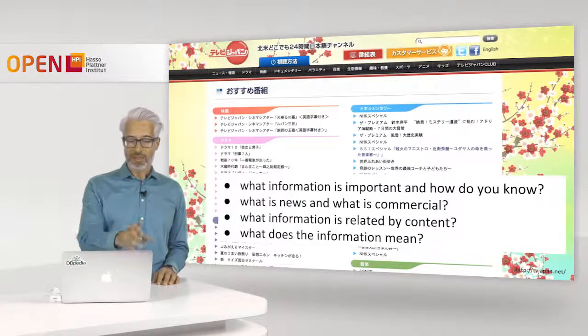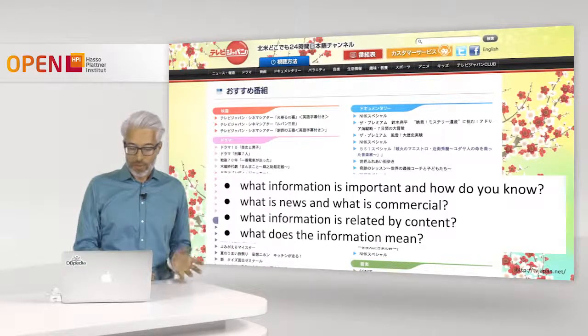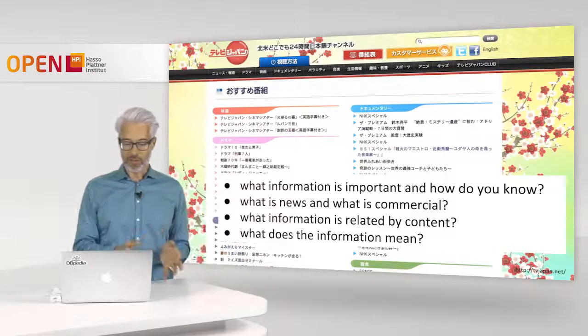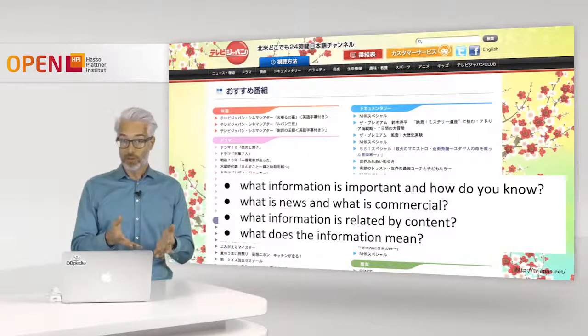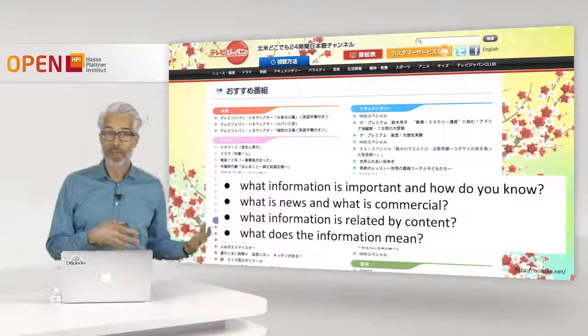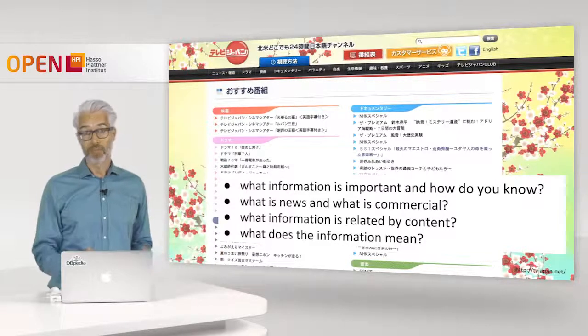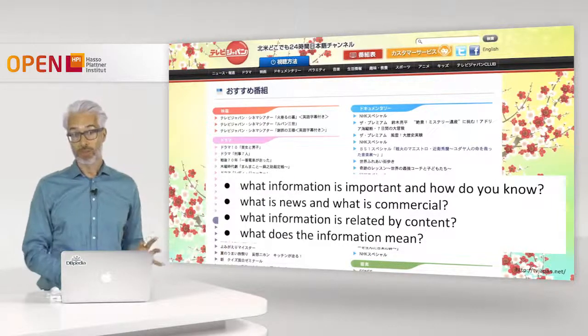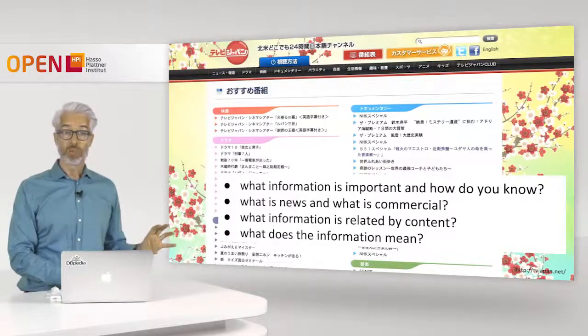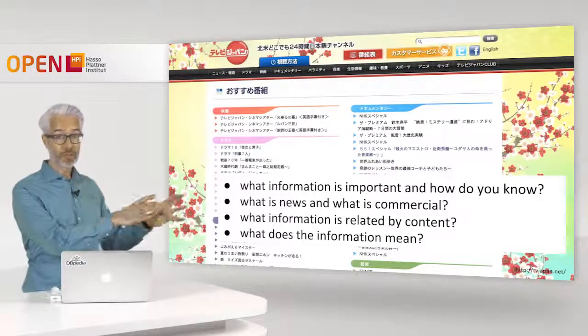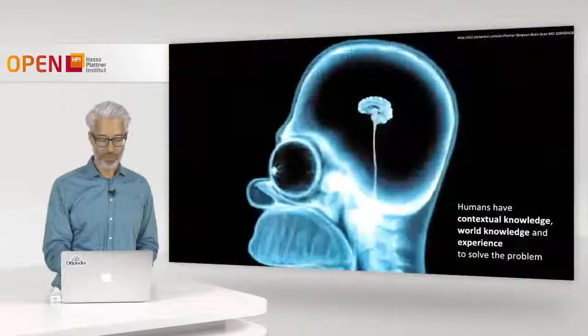So, for example, this is a newspaper website, and the question is, what is news here and what is commercial? How is the information you see here somehow related by content? And what does the information mean? These are really important questions which have to be solved if we want to deal with this kind of information overflow in the web.